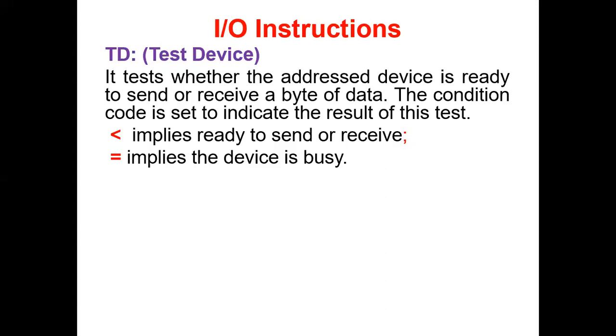If the device is busy, that means it is not ready to receive data, or not ready to provide the data, the answer you get when you test is equals. So here we will say jump if equal. If equal, it means go and do something else because the device is busy. But when we say jump if less than, it means that we are going to start inputting or outputting because the device is now available. So those are the two answers we get.